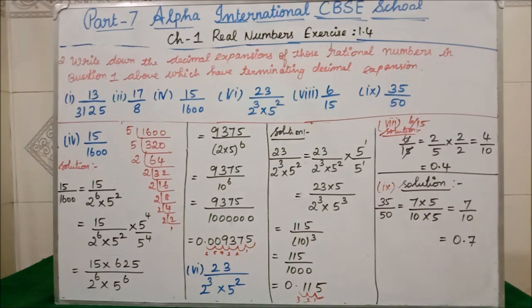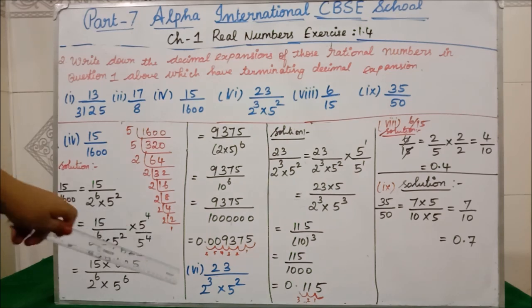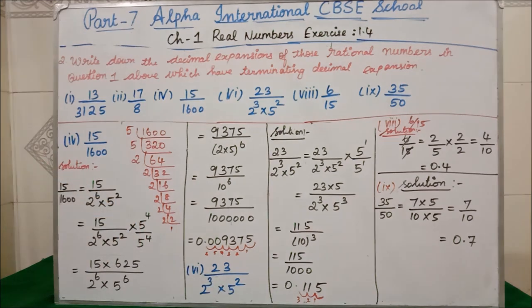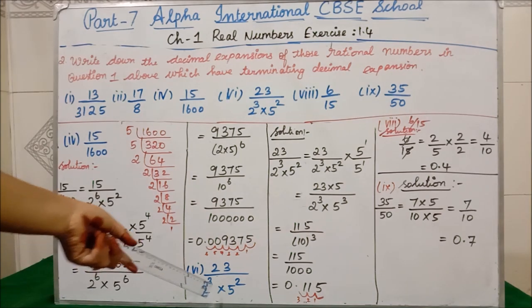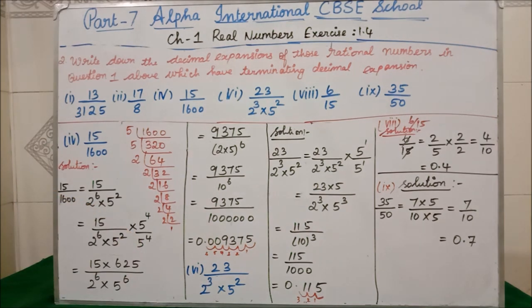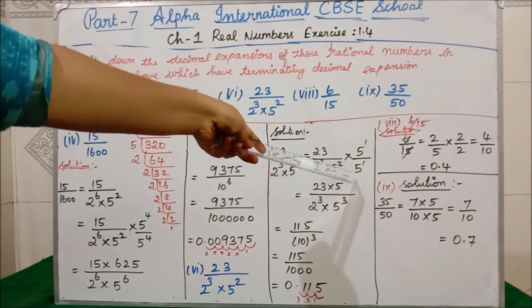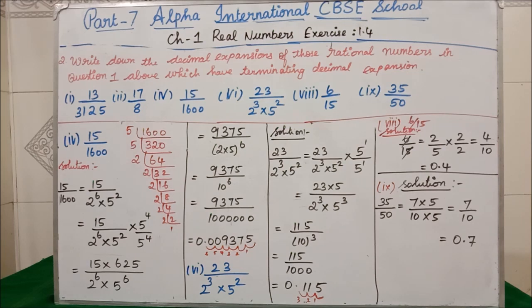If you see the sixth sum, 23 divided by 2 cube into 5 square. Students, in this you see here 2 is having power 3 and 5 is having power 2. What I told you before in this problem itself: if both the powers are not same, you have to see the highest power. Who is having the highest power? 2 is having. What is the power? 3. Then this 5 also has to get 3. So here we are having 2. Still how many do we need to get 3? Still we need one 5. So that one 5 we are multiplying and dividing, to get 5 cube.